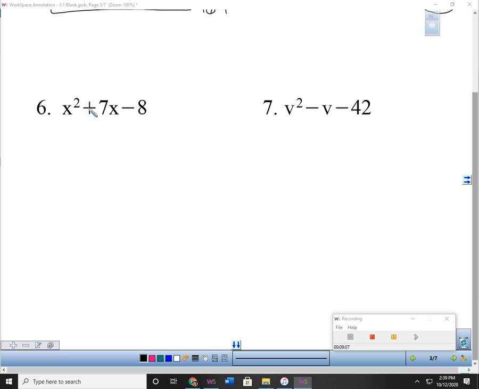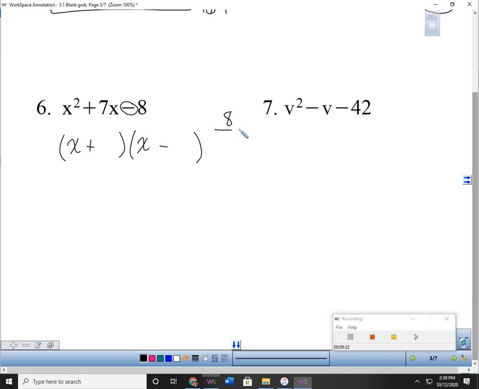All right, number 6, any common factors? Nope, so I'm going to split this into two binomials. I look at the back and I have a minus sign, so that means 1 plus and 1 minus. And then I've got my x squared, so x times x. And now I know the back two have to multiply to make 8.